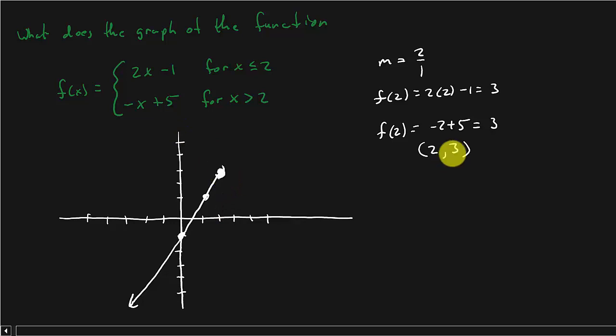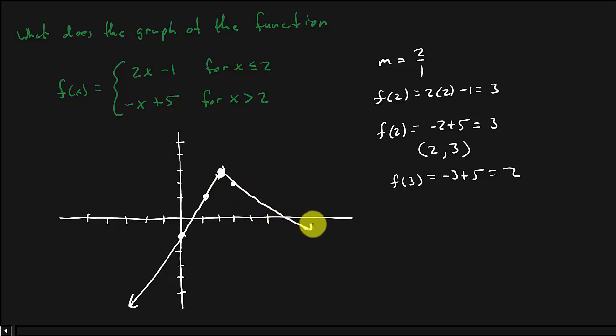Now let's put in 3. So what happens when we put in 3? So f of 3 is equal to negative 3 plus 5, which equals 2. So that's the point 3, 2, which is right there. So this graph is coming like this.